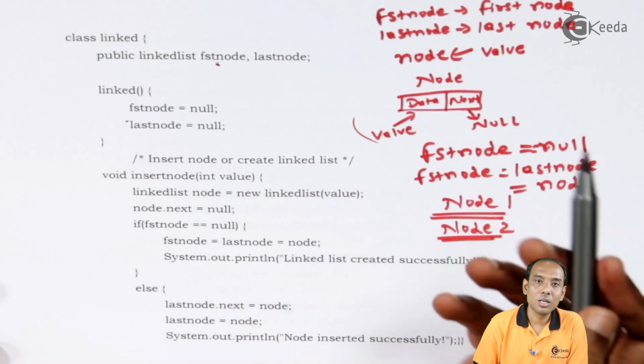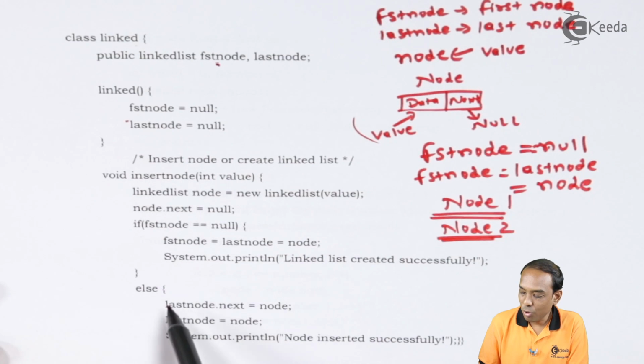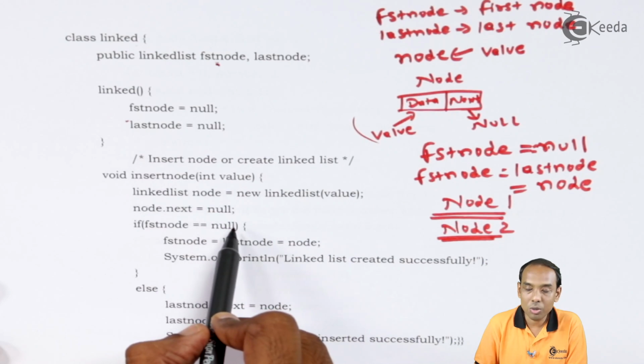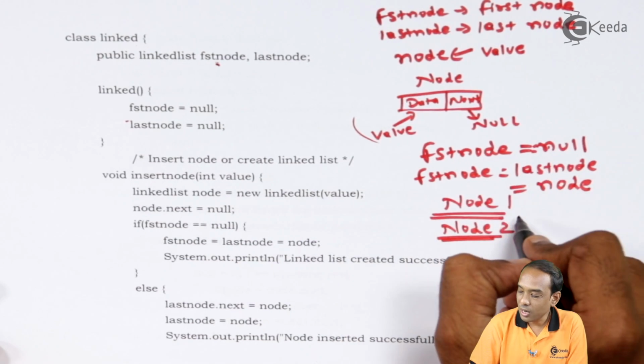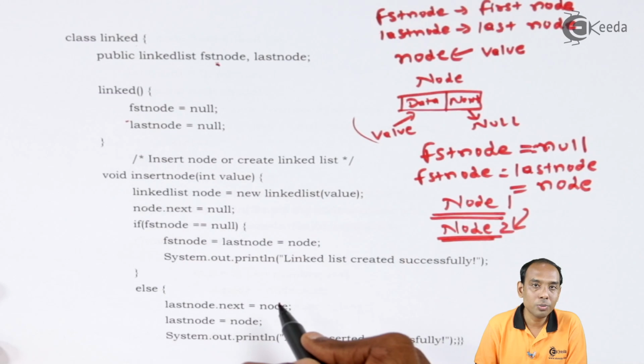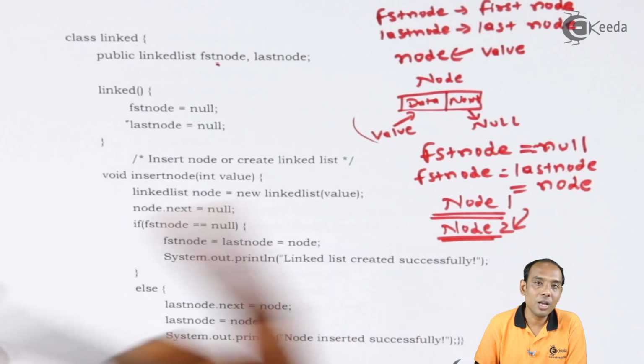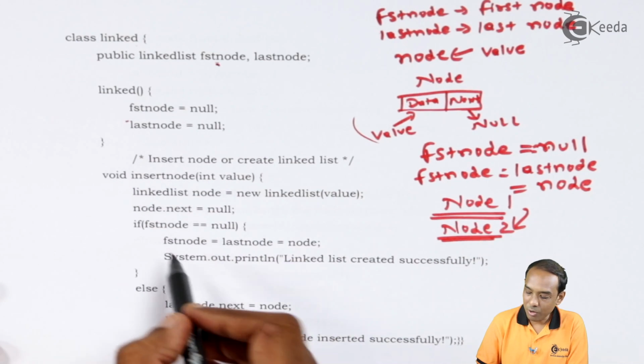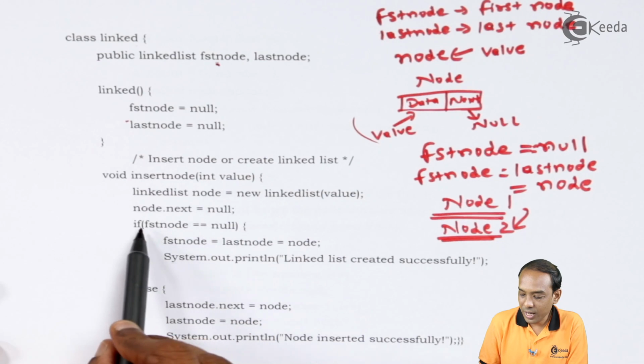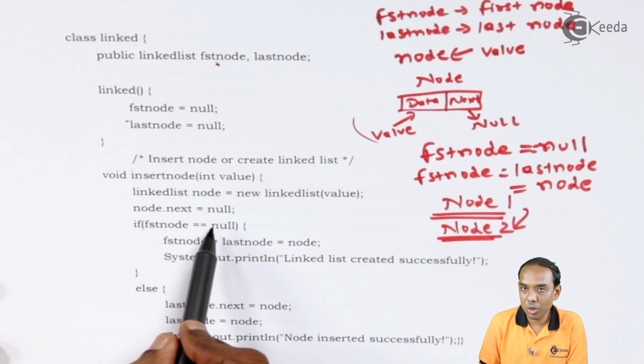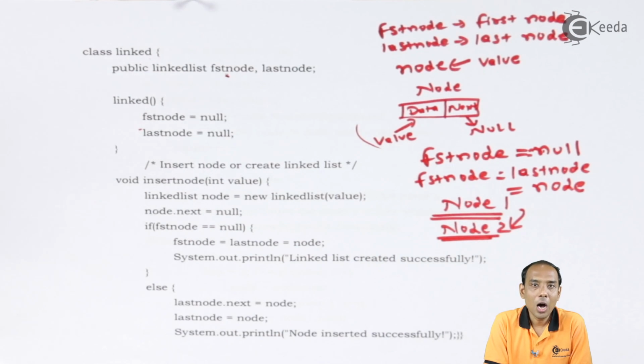Okay, now consider a case where I will be going to the next part, that is, first node is not equal to null. It means there is another node also called node 2. So I will be going one after another. In that case I will move to the next part. So we take if first node is not equal to null. Up till now we have learned how to create the linked list successfully.